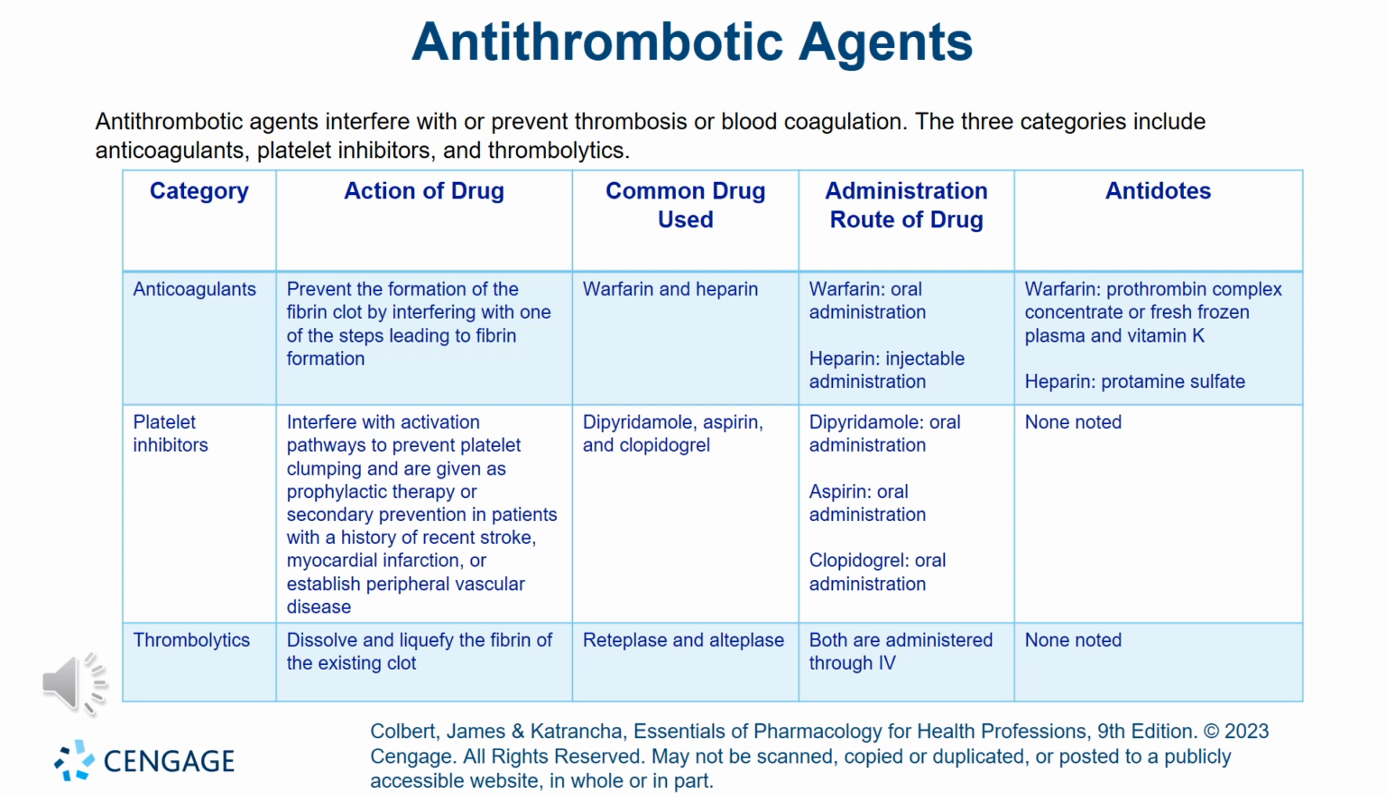Antithrombotic agents will interfere with or prevent thrombosis or blood coagulation. There are three categories of antithrombotic agents that are used, and these are anticoagulants, platelet inhibitors, and thrombolytics. Anticoagulants prevent the formation of the fibrin clot by interfering with one of the steps leading to fibrin formation. Common drugs used in this category are warfarin and heparin.